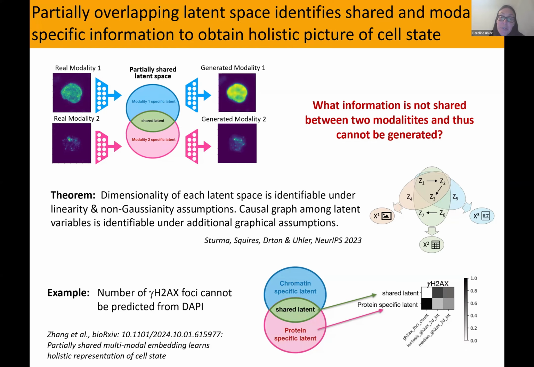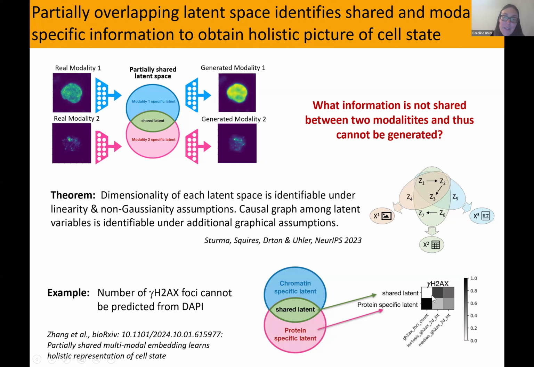And so you would want to know how many breakpoints there are. And in fact, based on this model, we identified that information like how many foci you have is only contained in the protein-specific latent space and not in the DNA shared latent space. And there are other things that are contained that you can actually translate. If you care about things like the texture of these breakpoints, you can get that from the DNA. But how many breakpoints you have, you cannot get from the DNA stain.